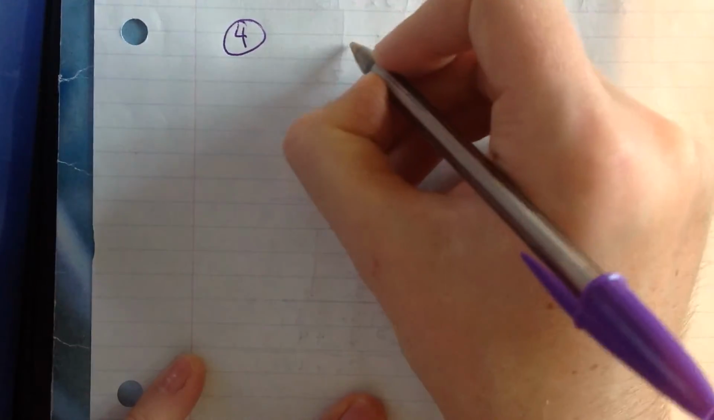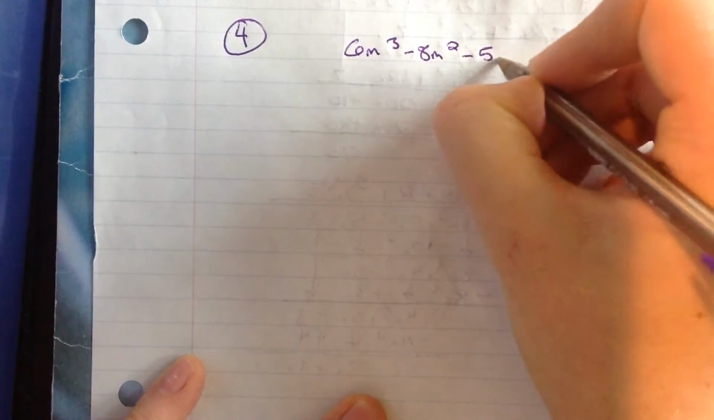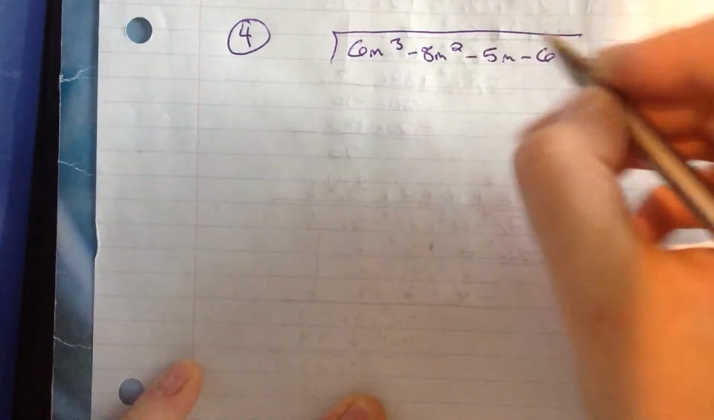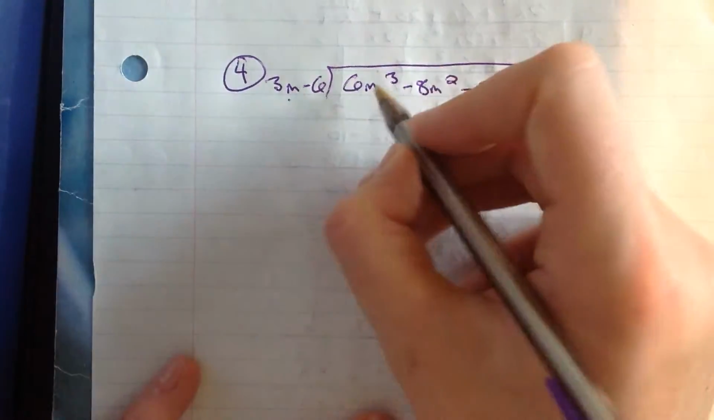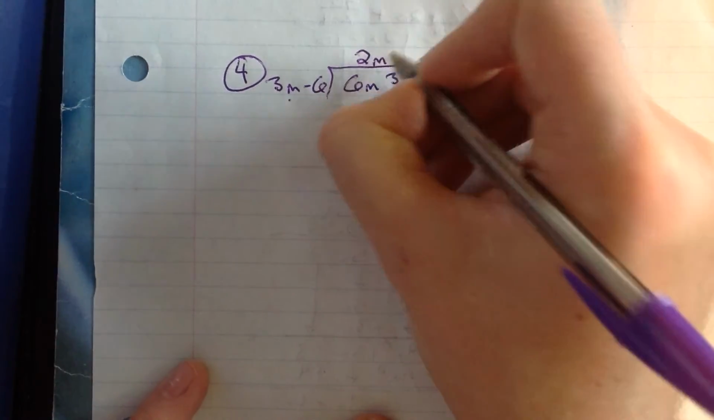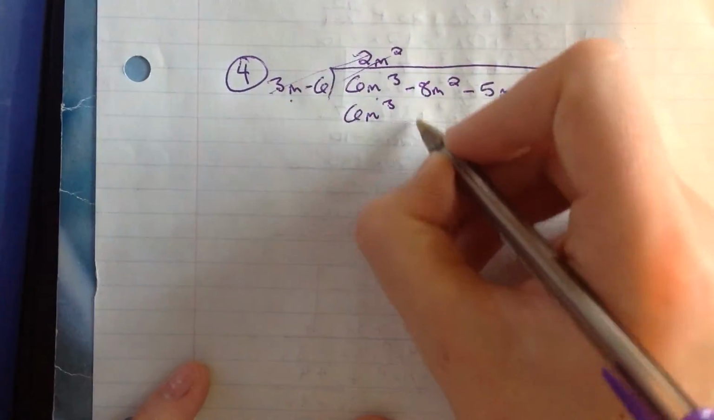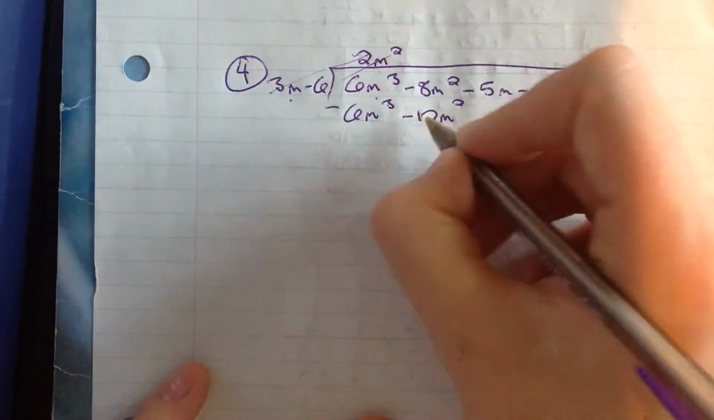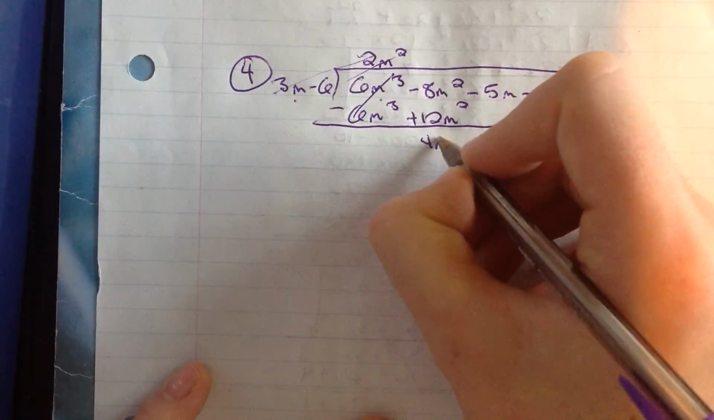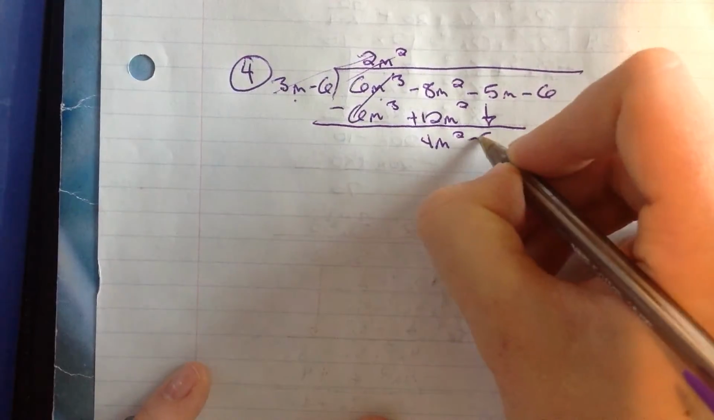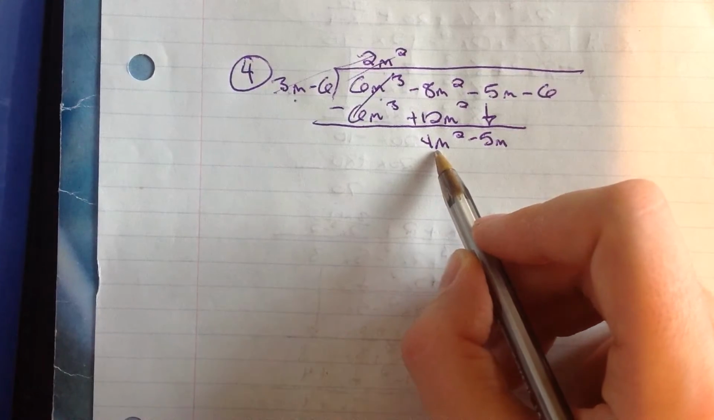Say I wanted to divide 6m cubed minus 8m squared minus 5m minus 6 divided by 3m minus 6. So what do I times 3m by to get 6m cubed? 2m squared. Multiplying through, subtract off the row. What do I have to times 3m by to get 4m squared?